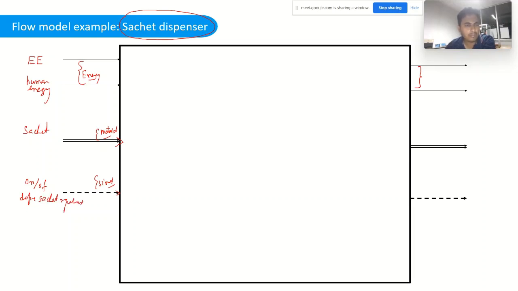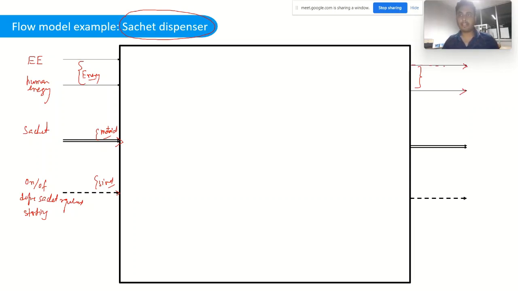Then you give something for starting the dispense. Okay, something like that. So these are some of the signals that you can give. So what do you want as output?